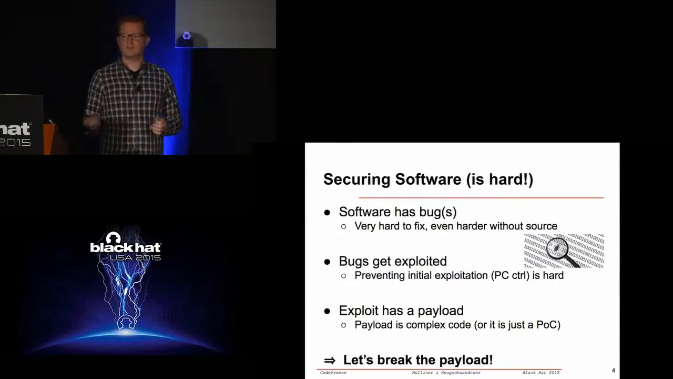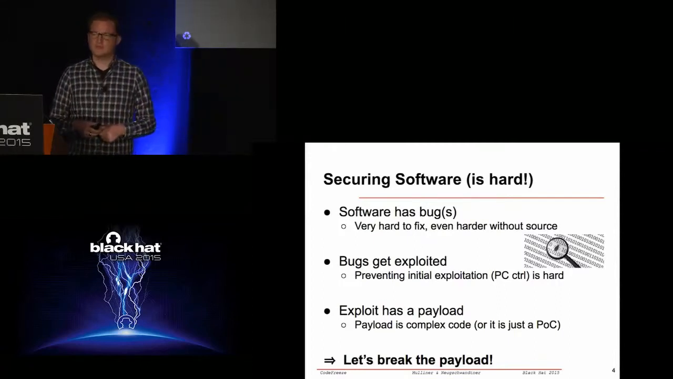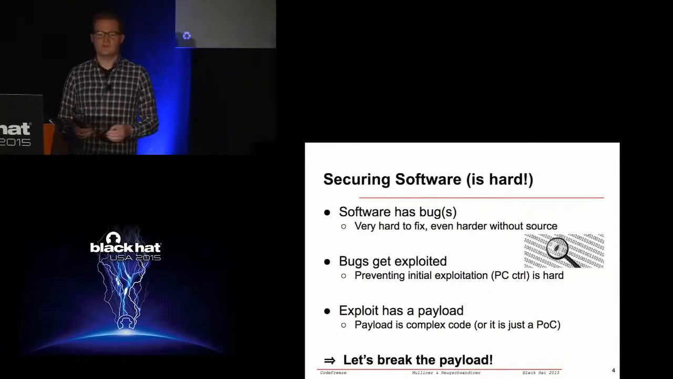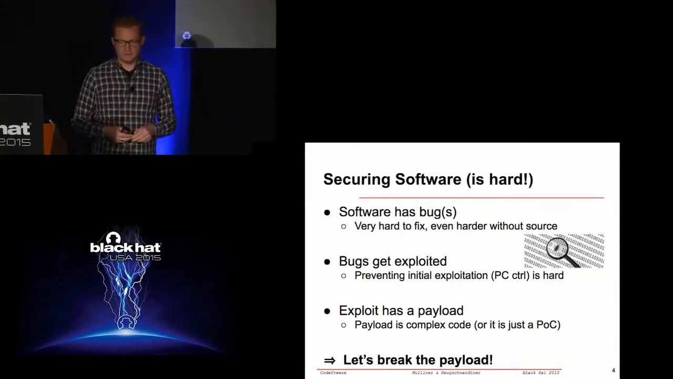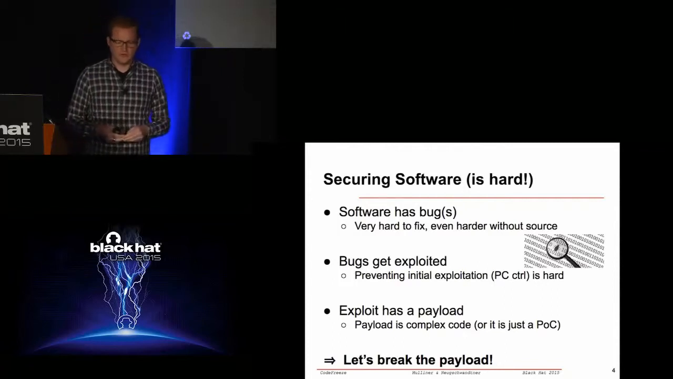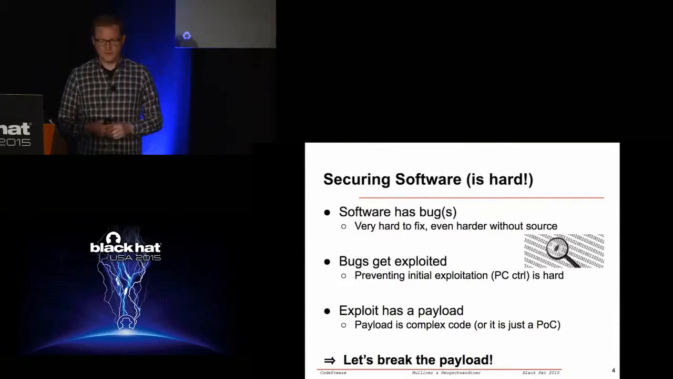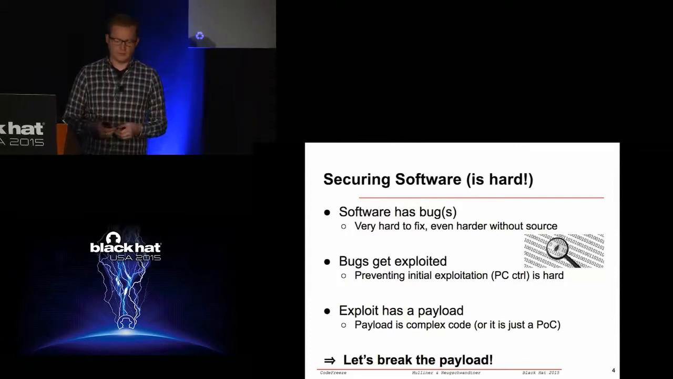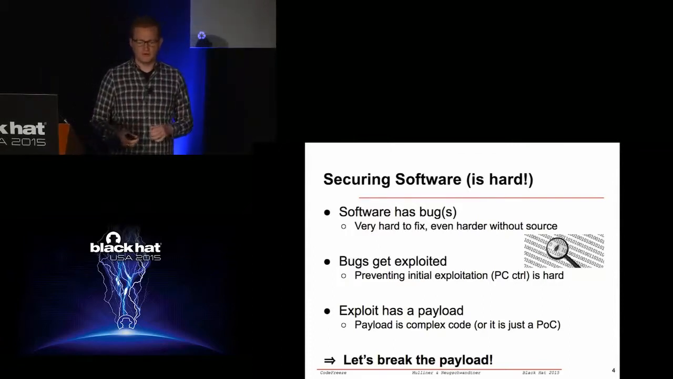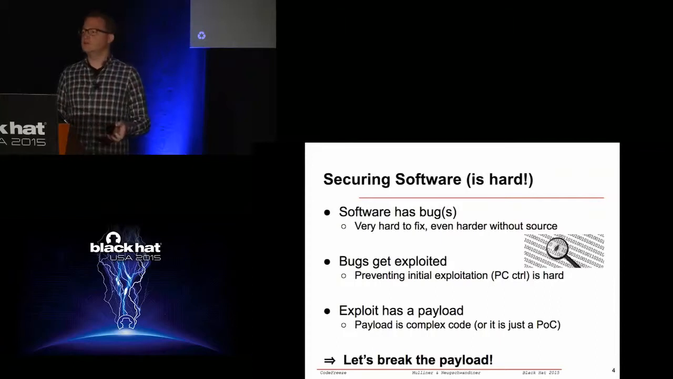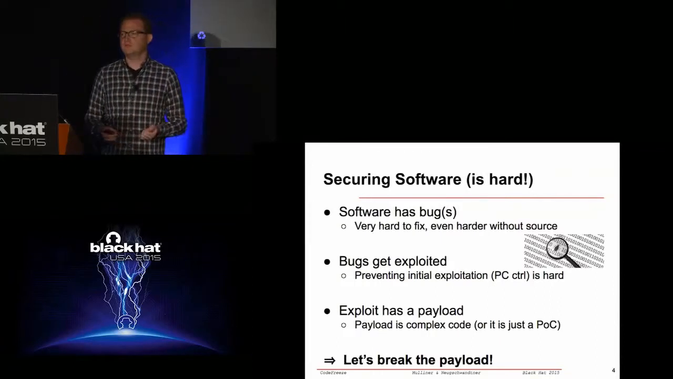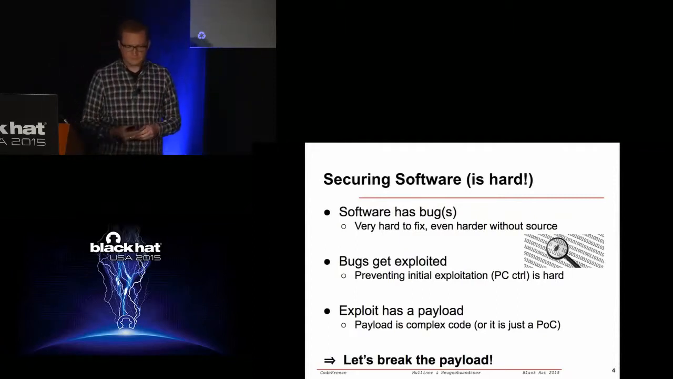So obviously software security is hard. Software has bugs and bugs are hard to fix, even harder if you don't have source code. And of course, bugs get exploited, and preventing this initial exploitation, for example getting PC control, is super hard. But in order for exploits to do anything useful, they need to have a payload.